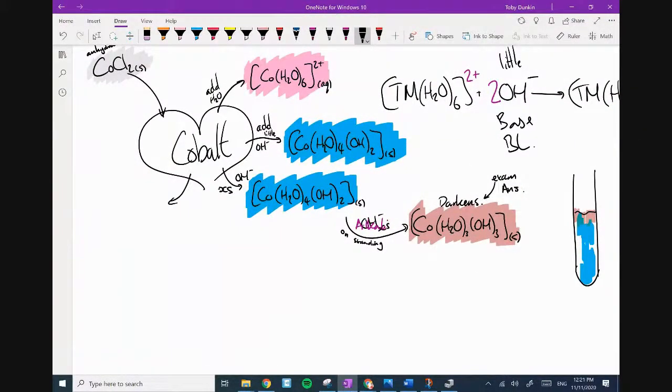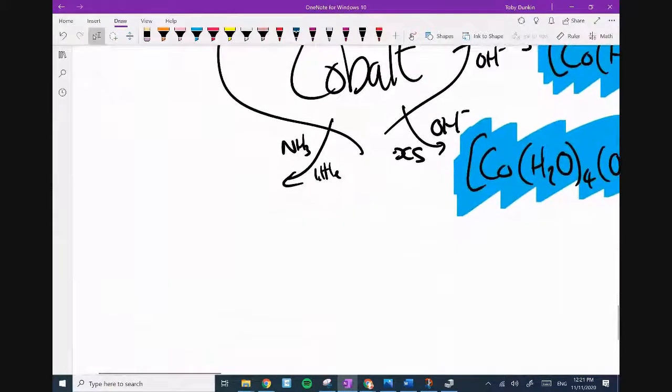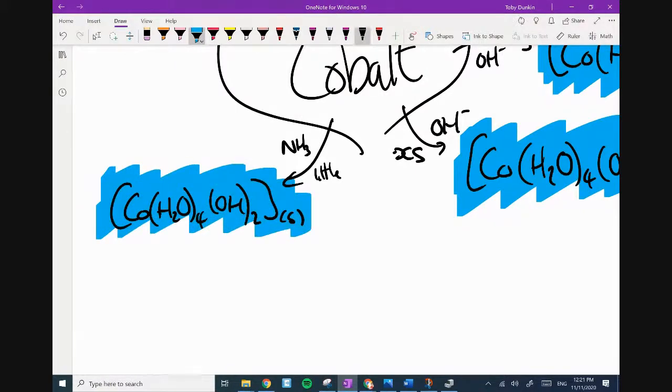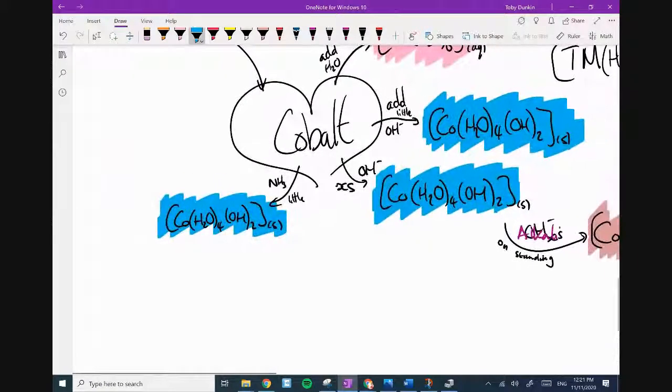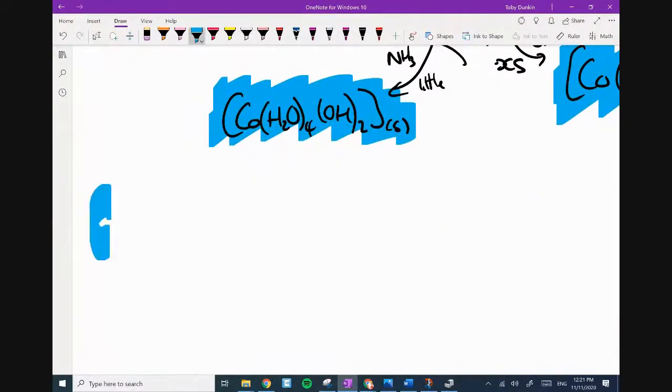So the next one is going to be ammonia, little. Now the great thing is the littles are the same, but the equation's not. I form the same precipitate, the cobalt tetra-aqua dihydroxy complex, and it is still a precipitate, which is a solid, and it's a blue precipitate again.